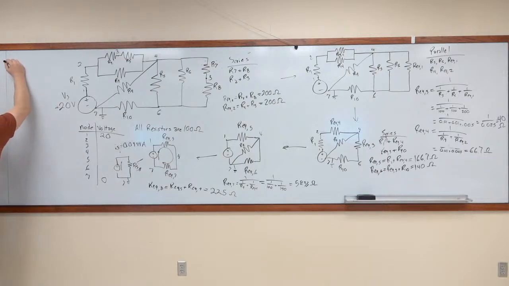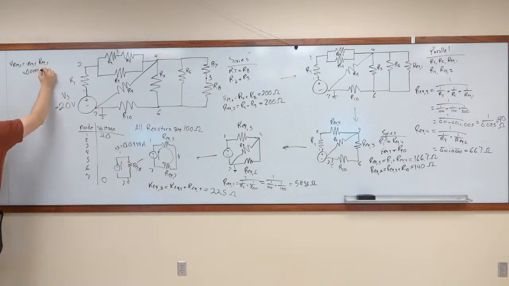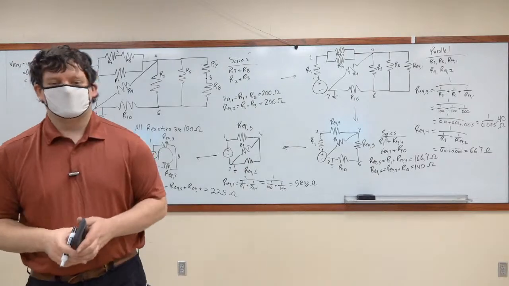So we know VREQ5 is equal to IREQ5 times REQ5. IREQ5 is equal to 0.0444 repeating. And REQ5 is equal to 166.7 ohms. Multiply them together, you get 7.4074 volts.